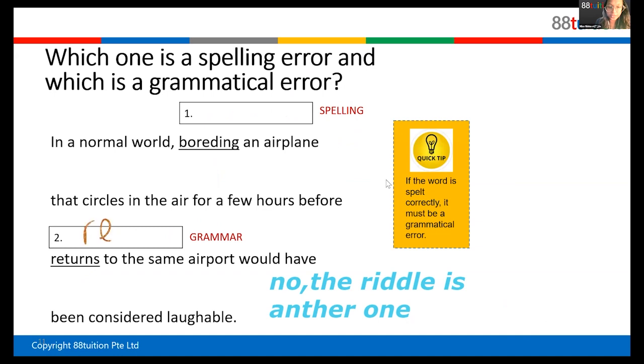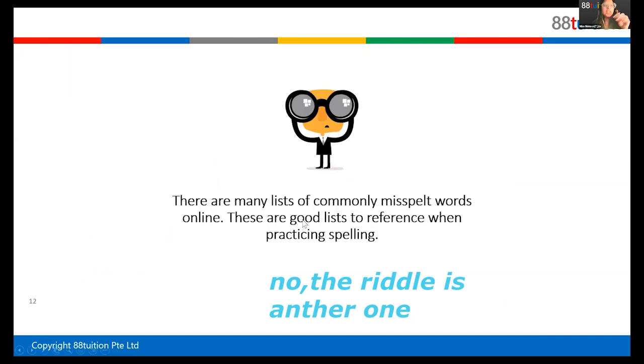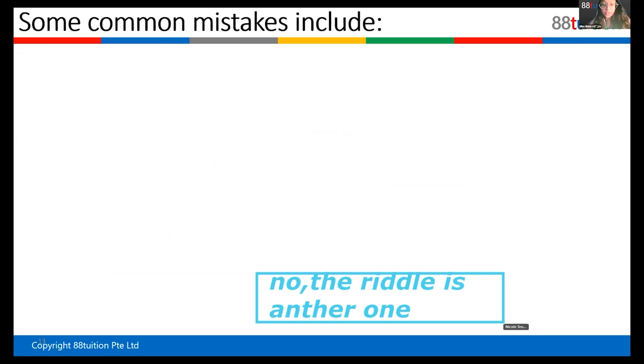So this one is returning. And this one is boarding. Boarding means you are getting onto the plane. Of course, alighting means you're coming down. Okay, so now let's look at some common mistakes they love to test you on.